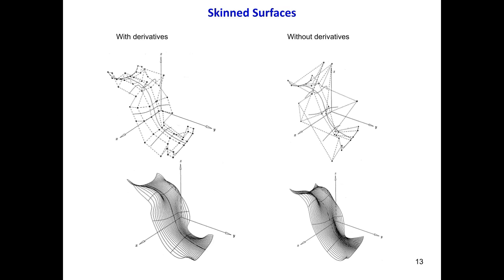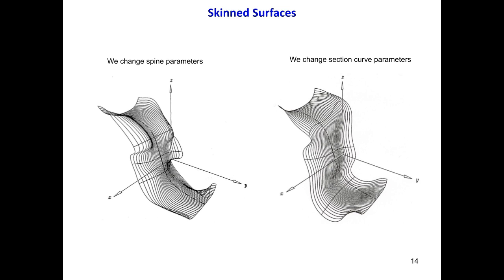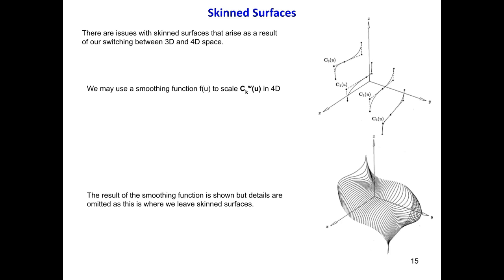We could change our spine parameters. This picture demonstrates how the distance that our section curves are being spaced out. Right here on the left, the distance is less. So there are issues with skinned surfaces that can result in this switching back between 3 dimensions and 4 dimensions, and what kind of curves we are using to construct these surfaces.